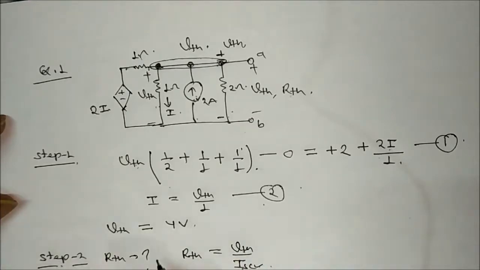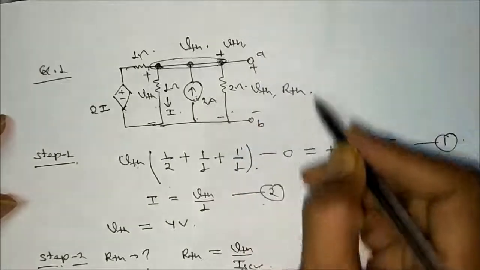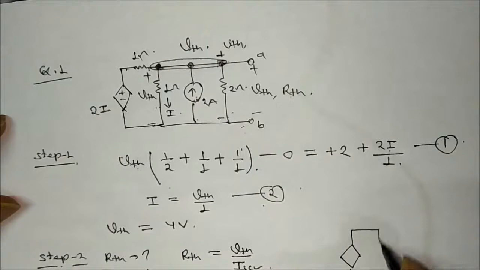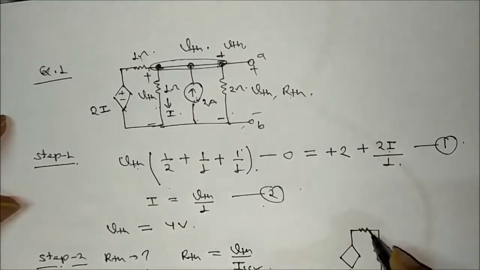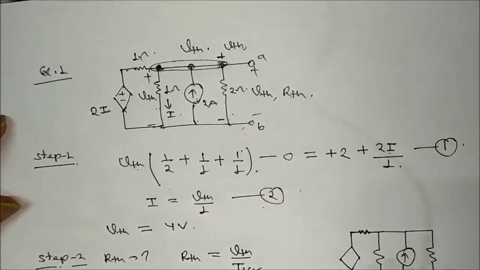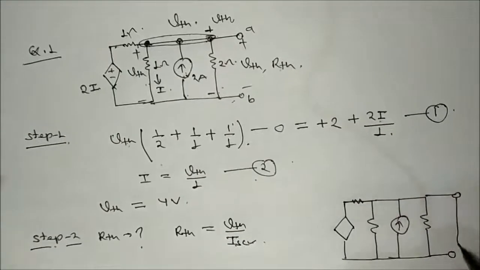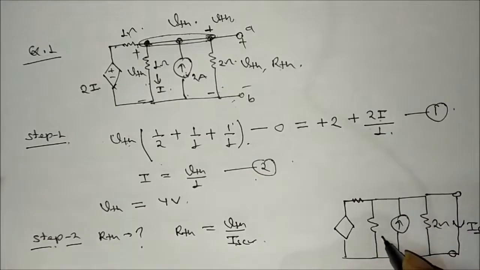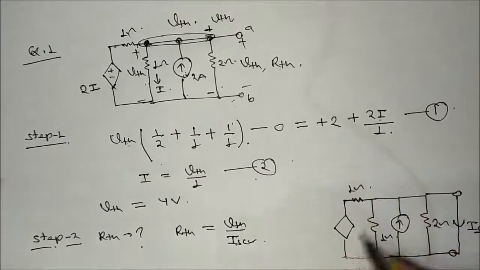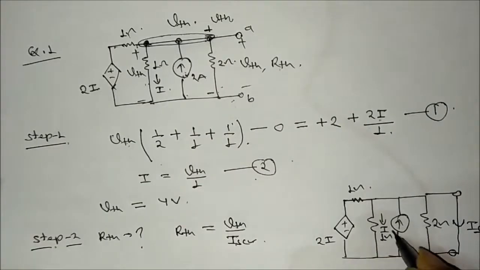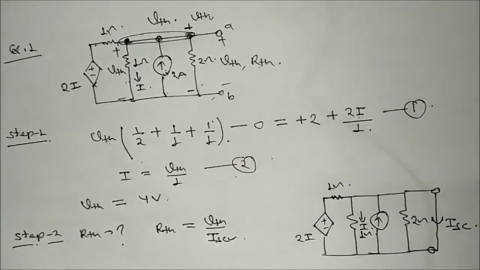We can find this short circuit current by making it short circuit. What I will do? This is the dependent source. This is resistance. This is also resistance. Current source. This is again resistance. I have made it short, and I have to calculate this ISC. This is 2 ohm. This one is 1 ohm. This one is 1 ohm. This is 2I. And this current is I. Just see in the network what you are getting.